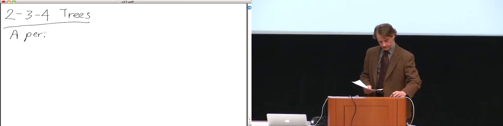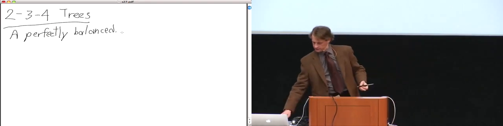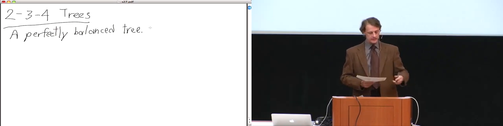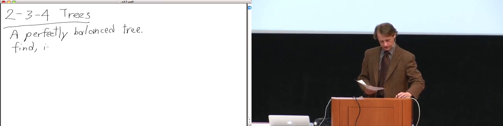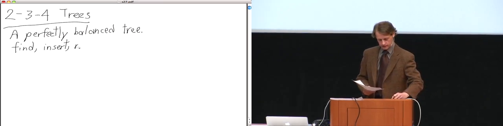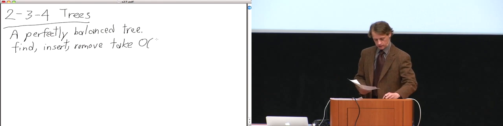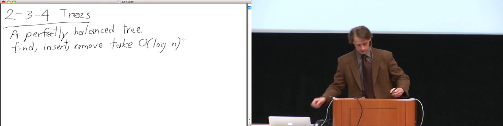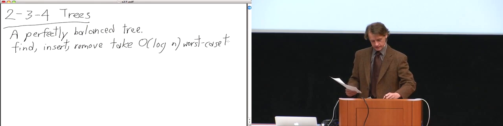So again, a 2-3-4 tree happens to always be absolutely perfectly balanced in the sense that every leaf node is at the same level of the tree. And because it's perfectly balanced, all our favorite operations like find, insert, and remove take big O of log n time. In the worst case.